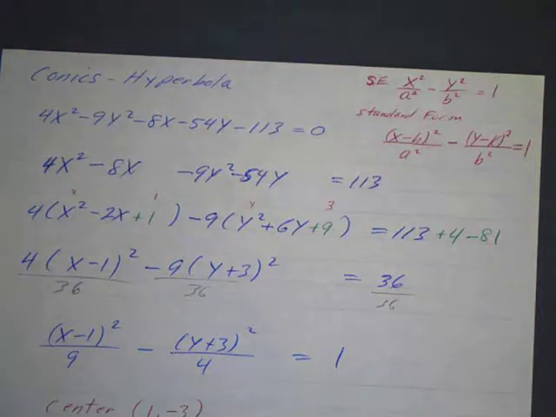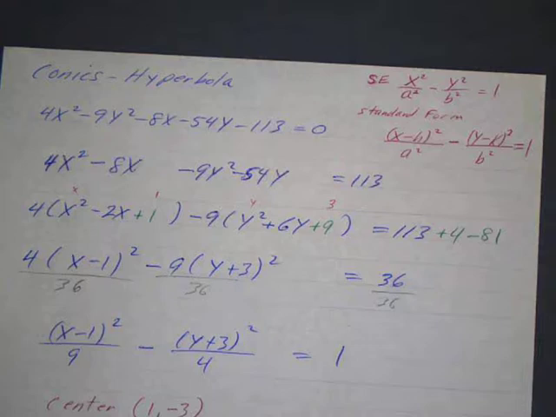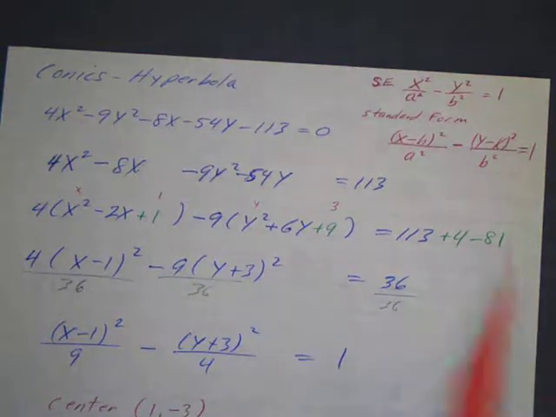Now the a is going to be the square root of 9, and the b will be the square root of 4. Okay, so that's going to help me as far as finding my vertices. Now, remember, after we have the shift, we're going to shift it over here. So it's going to look like this.